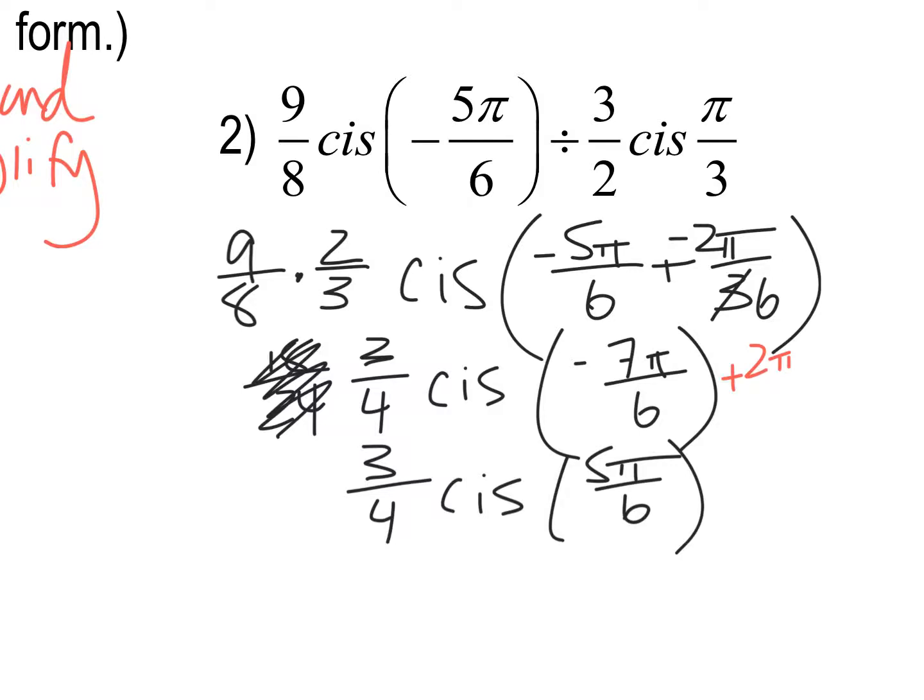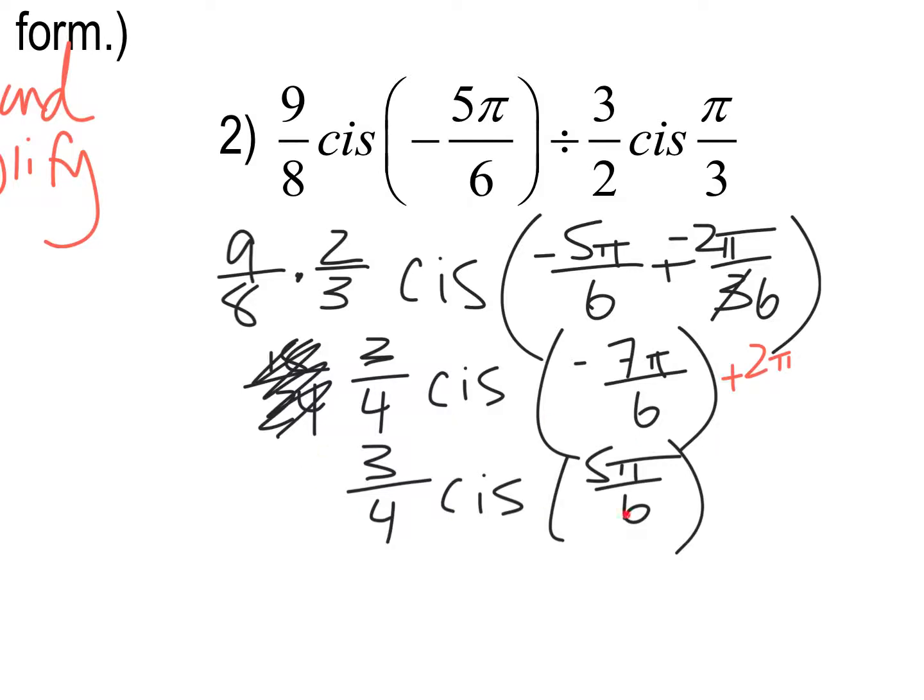Again, the only reason I decided to add 2 pi to this was because negative 7 pi over 6 is a negative theta, and I wanted to work with the positive theta. This is the same exact location on the unit circle, negative 7 pi over 6 and 5 pi over 6, but I think better in terms of positive theta, so I'm going to work with that.